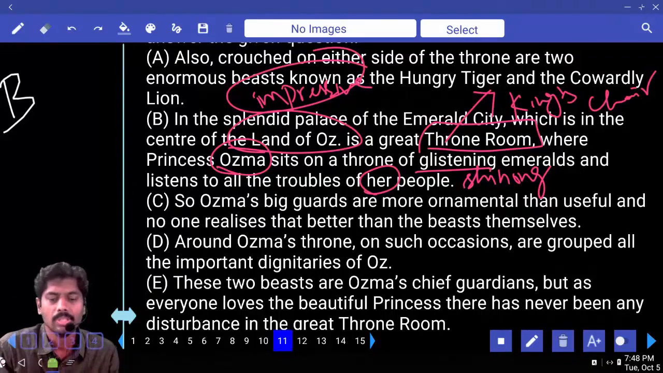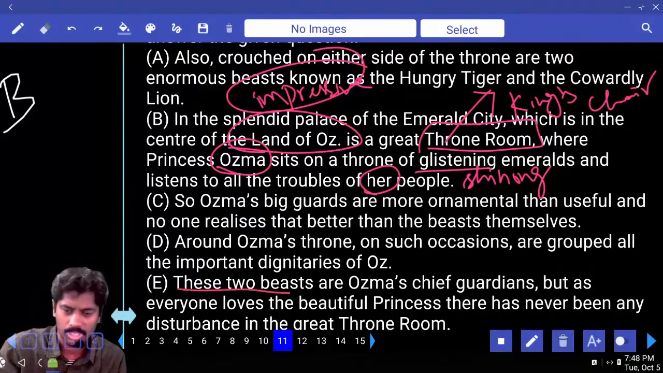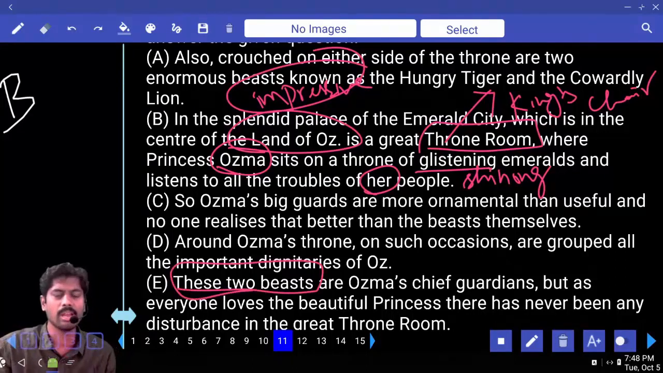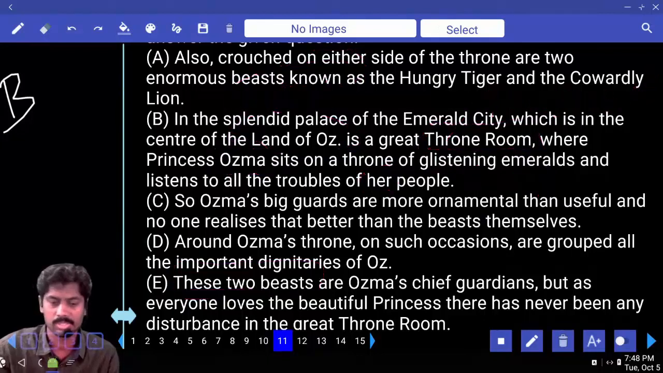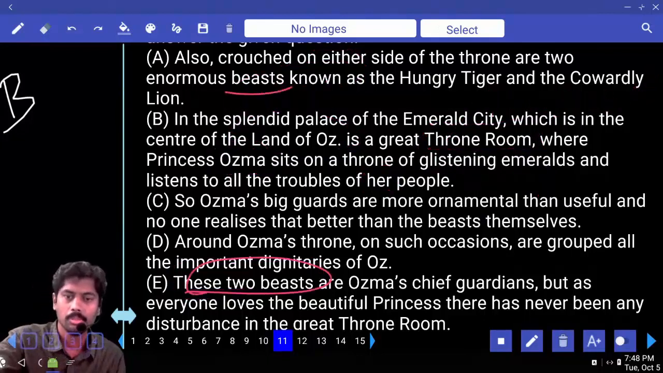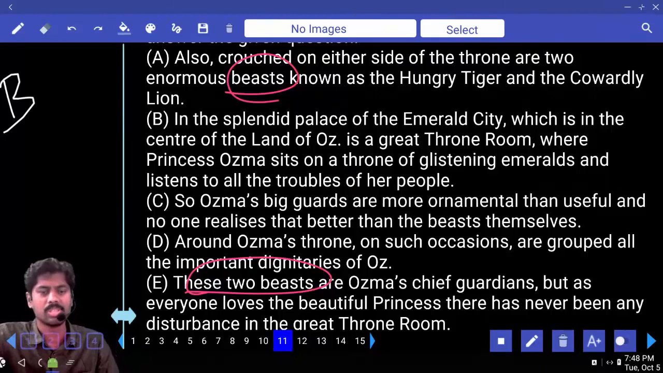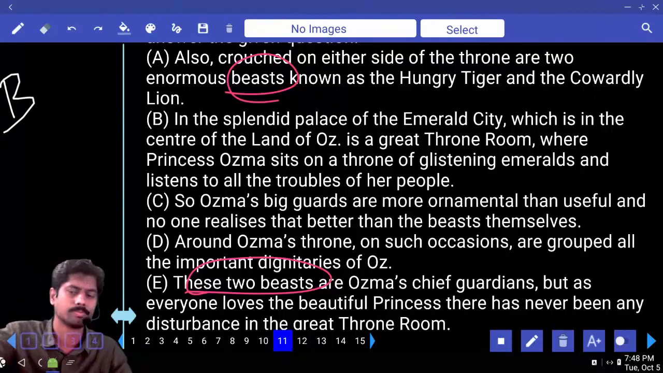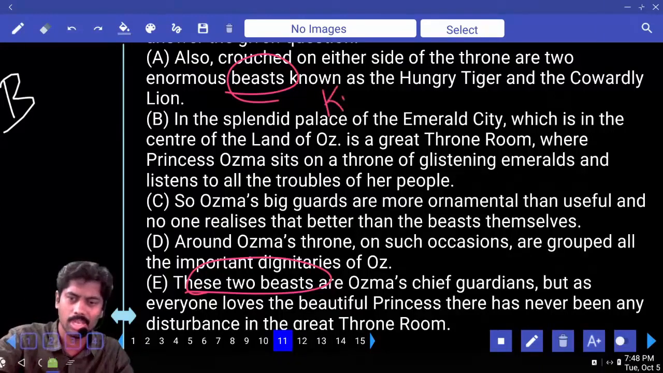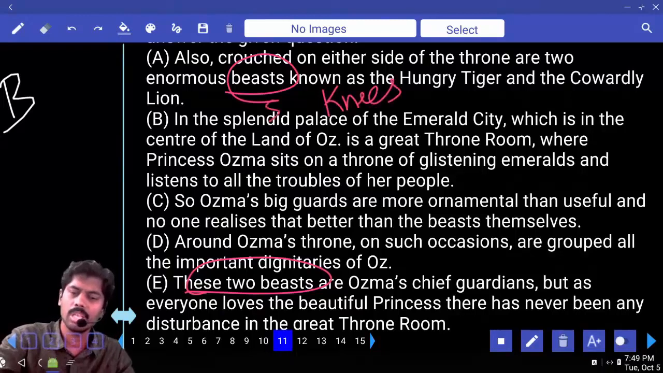First is B. And look at E, these two beasts. Beast is nothing but a kind of wild animal, uncontrollable animal is called a beast. So let me check where are these beasts. Can you show me where are these beasts? Beast is mentioned here. I am reading this A. Also crouched on either side of the throne are two enormous beasts. Crouched, do you know crouch? Crouch means sitting on knees. Sitting on knees is called crouched.